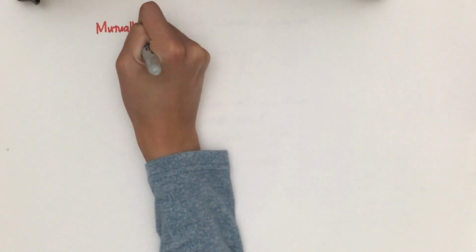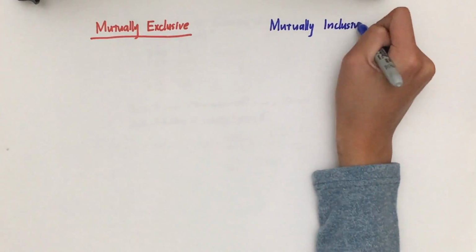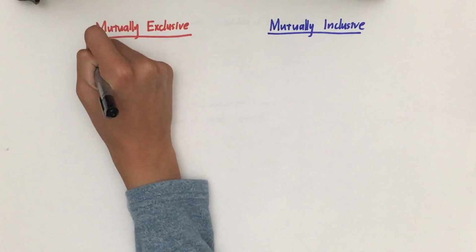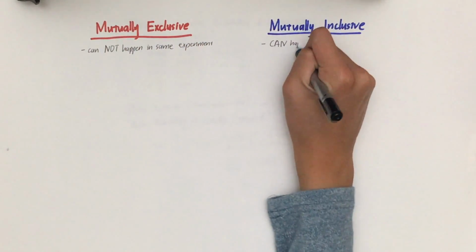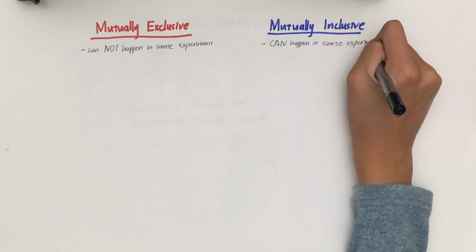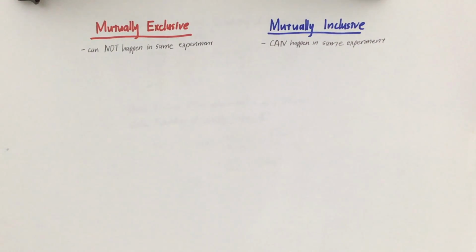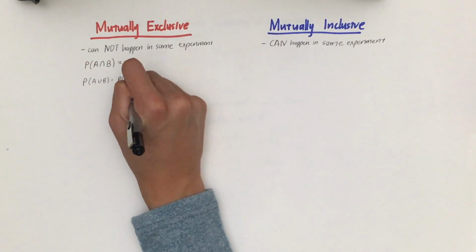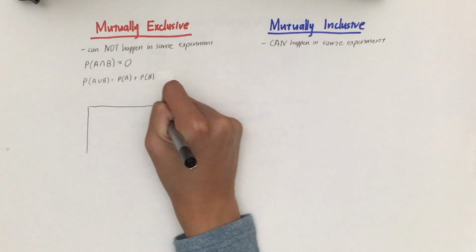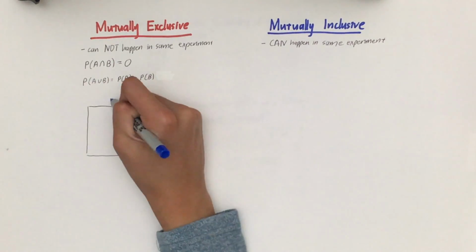Now we're going to have 2 events at the same time. So there are 2 kinds of this, mutually exclusive and mutually inclusive events. In mutually exclusive events, they both cannot occur in the same experiment, while in mutually inclusive, they can both happen in the same experiment. Furthermore, in mutually exclusive events, the probability of A and B is 0, since by definition they can't both happen, while the probability of A or B is probability of A plus probability of B, and I'll illustrate why this is with a Venn diagram.